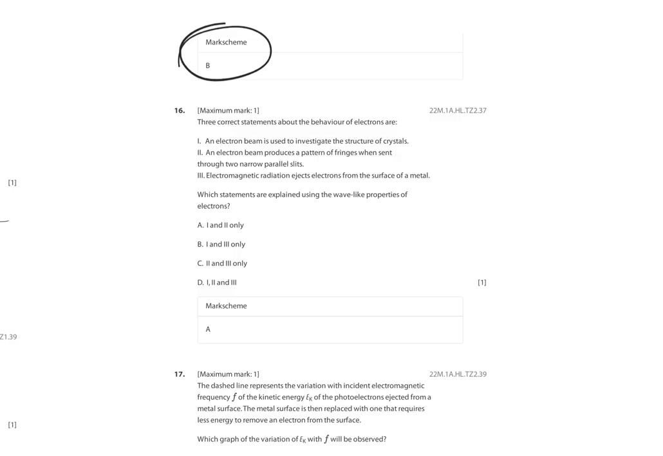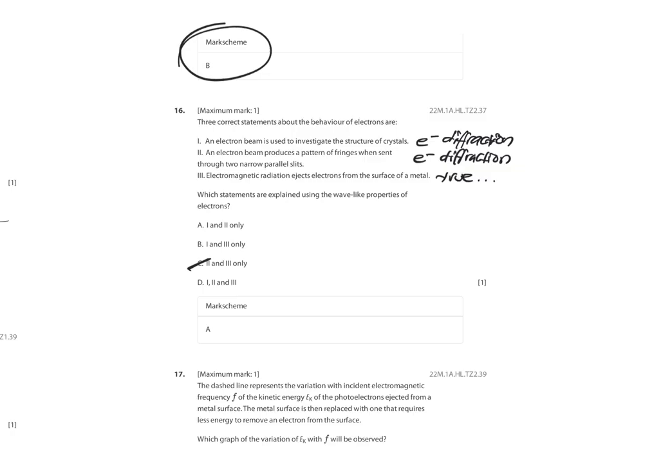Very similar to number 15. Wave-like properties of electrons. Can electrons be used to investigate the structure of crystals? Yes, by electron diffraction. So yes, anything that has 1 in it, so it is not C. Okay, statement 2. An electron beam produces a pattern of fringes when sent through 2 narrow parallel slits, for the same reason. Yes, electron diffraction. So statement 2 is correct. But then 3, electromagnetic radiation ejects electrons from the surface of a metal. And then it says, which is true.